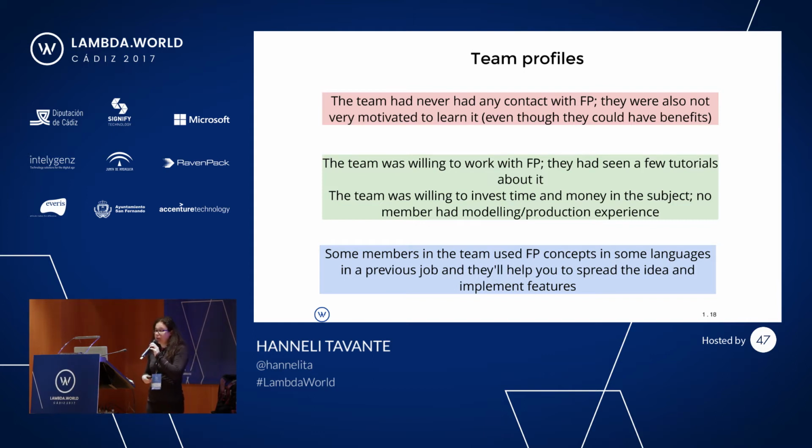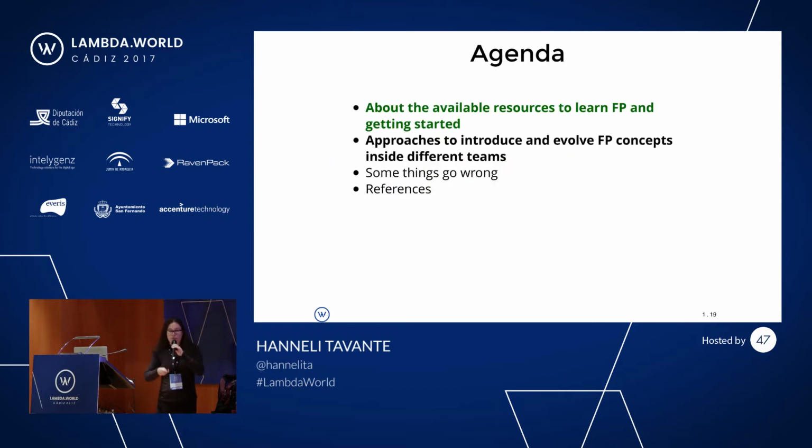There were different teams where the members were willing to learn something new, and in this case, functional programming. They had seen a few tutorials about it, but maybe they never had the chance to put it in production. And this team was also willing to invest some time and money to do something different. And there were other types of teams where some members had the chance to put some code in production in their previous jobs, and they were really looking forward to bringing this to the new company that they were working at. So I'm going to try to talk about these three different kinds of profiles of team.